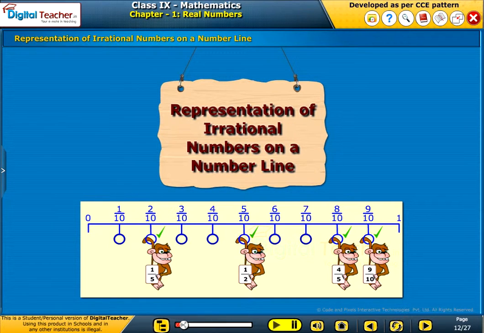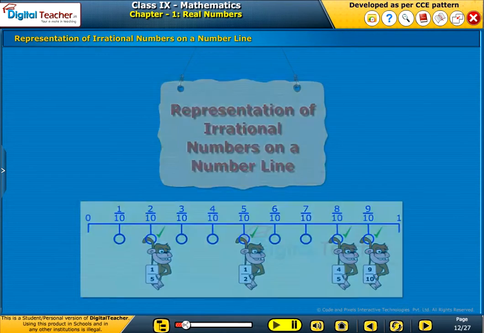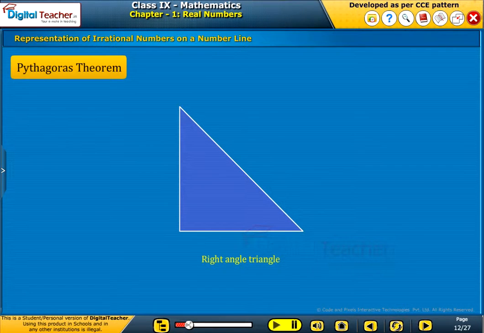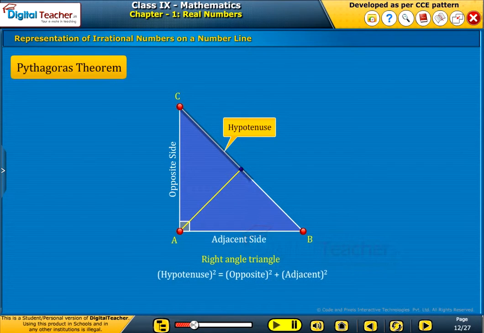Before going to learn the representation of irrational numbers on a number line, we need to know about Pythagoras' theorem. The Pythagoras' theorem states that in a right-angle triangle ABC, the line opposite to the right angle is hypotenuse, and it says that hypotenuse square is equal to the sum of the squares of the other two sides, that is, as shown on screen. Now, let us go back to how to represent the numbers with roots on a number line.